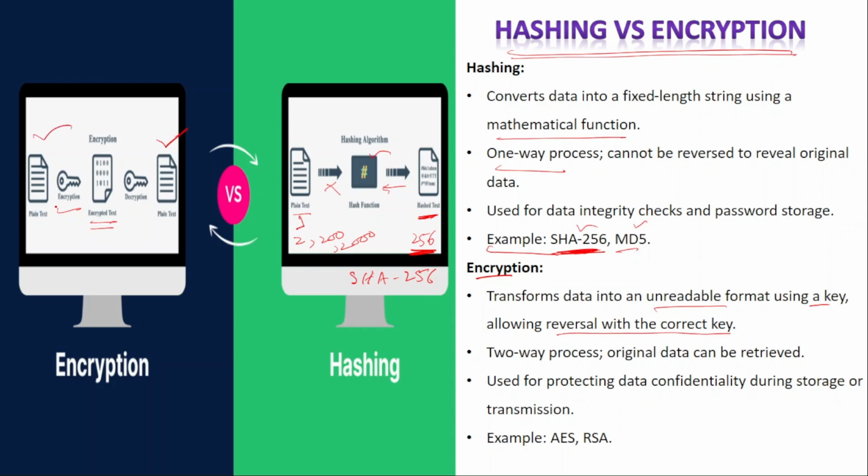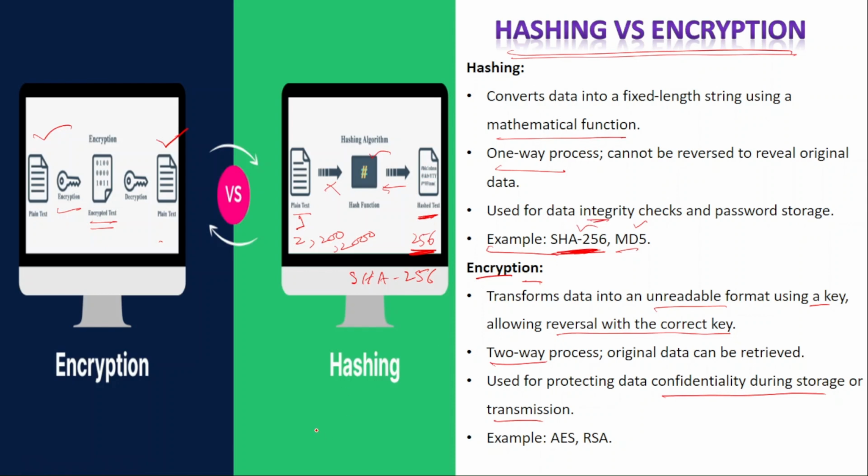And in case of asymmetric, you encrypt it with one key, let's suppose public key, and you decrypt it with private key. So it is a two-way process as opposed to the hash, which is a one-way process. It is reversible. It is a two-way process. Original data can be retrieved, used for protecting data confidentiality during storage or transmission. So another main difference is that encryption is used for confidentiality and hashing is used for integrity.